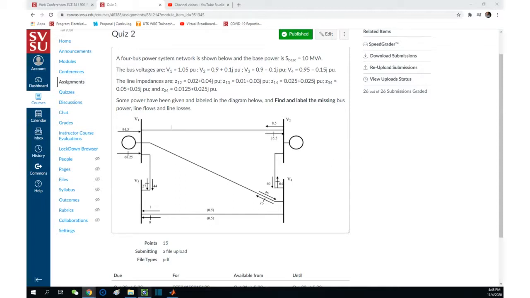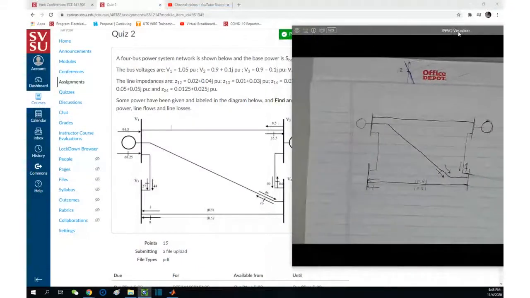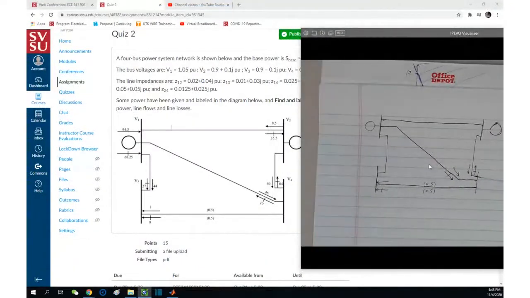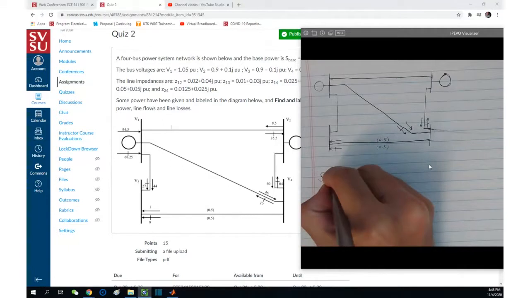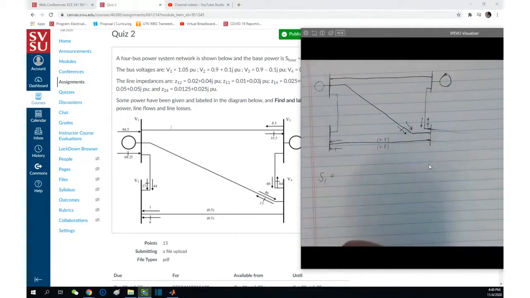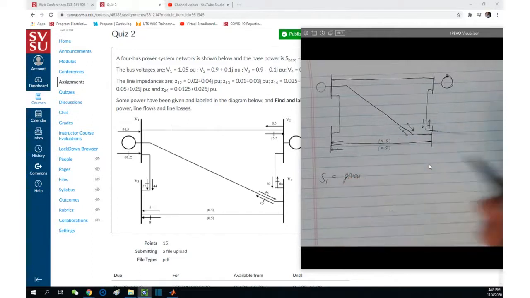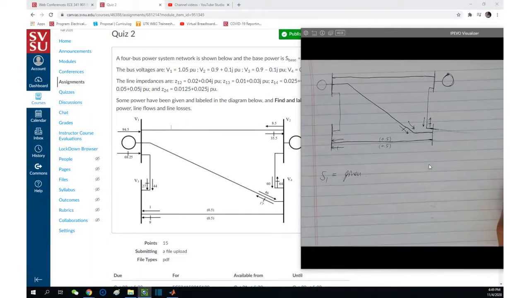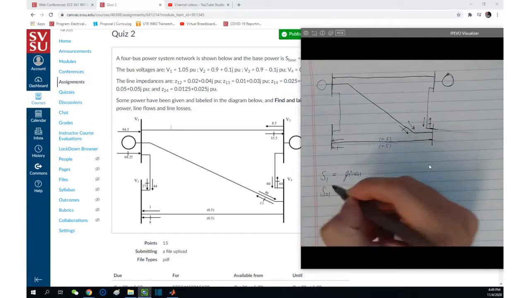So what we want to do are two things. One thing is to identify those given powers. For example, the first given power is S1, right? It's given. And what else is given? The S21 line flow is given.